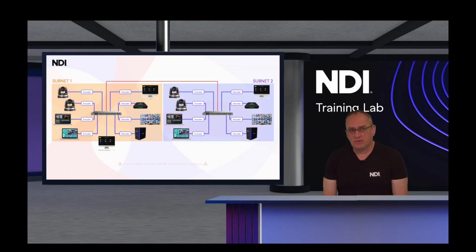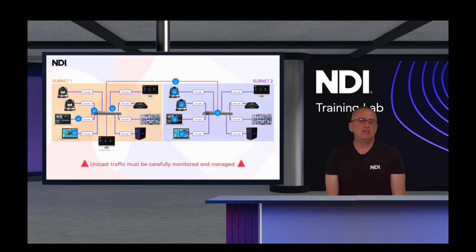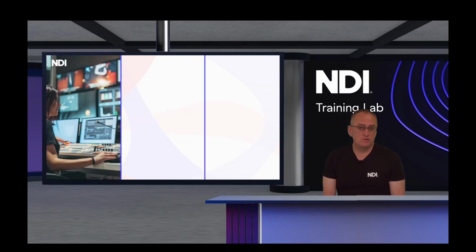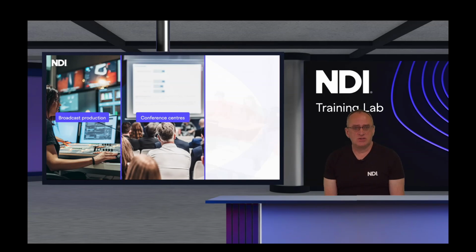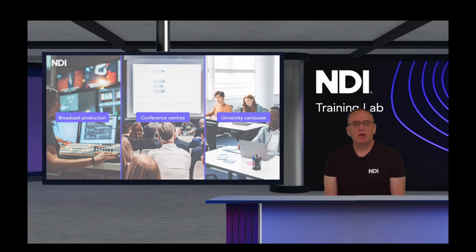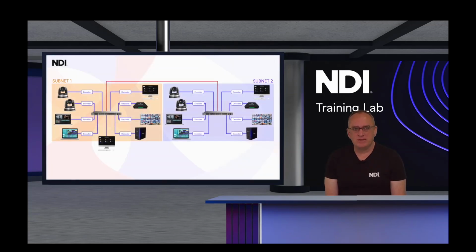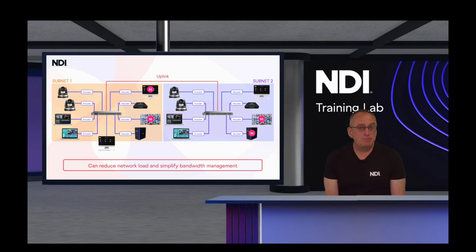However, unicast traffic must be carefully monitored and managed in environments with a high number of receivers per source, such as broadcast production facilities, conference centres or university campuses. Without proper planning, the aggregate bandwidth demand on transmitters and network uplinks can become significant, making the system harder to scale and maintain. In these cases, adopting multicast can reduce network load and simplify bandwidth management, especially when the same source needs to be delivered to many endpoints simultaneously.